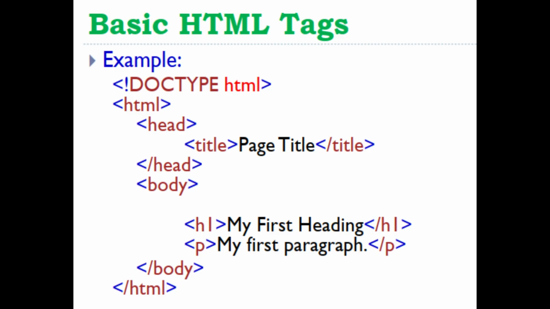Basic HTML tags. Example: doctype html, html, head, title, page title, /title, /head, body, h1, my first heading, /h1, p, my first paragraph, /p, /body, /html.